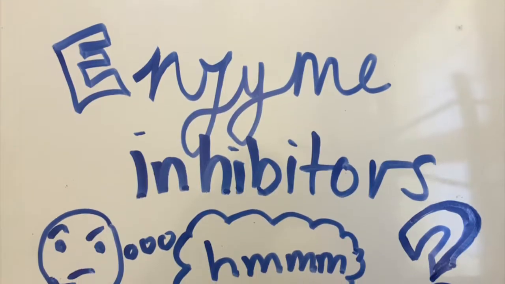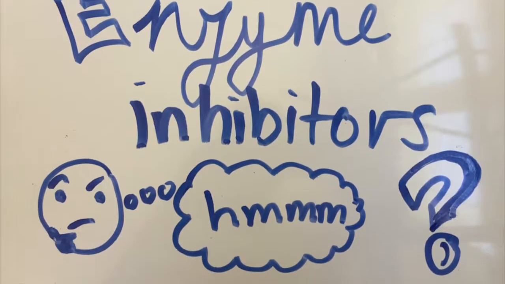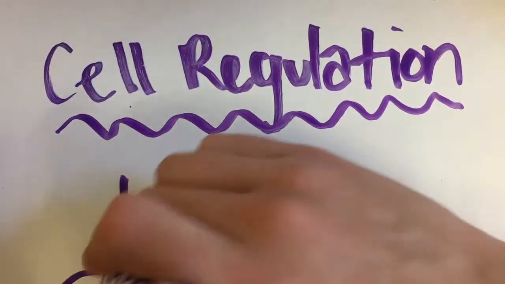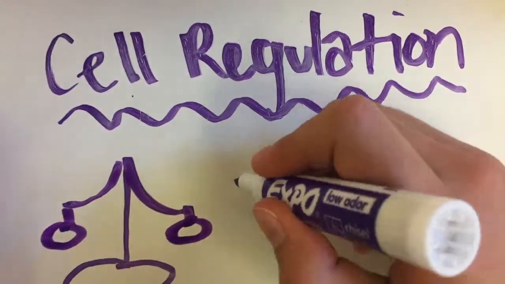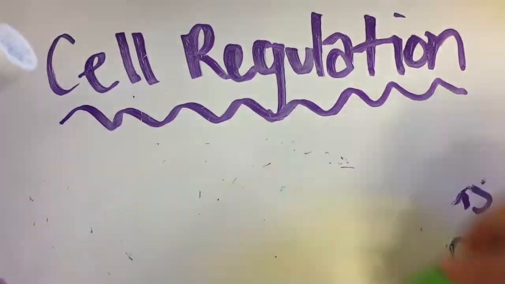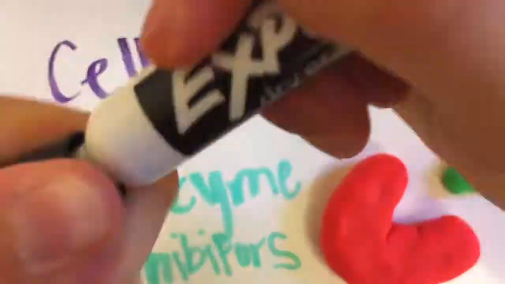So what are enzyme inhibitors? I mean, it does sound like a complicated term, right? And how are they connected to cell regulation? Cell regulation involves controlling how much of certain substances is produced in order to maintain balance in the body, which is called homeostasis. Cells produce three types of inhibitors to limit how much product is formed by enzymes.